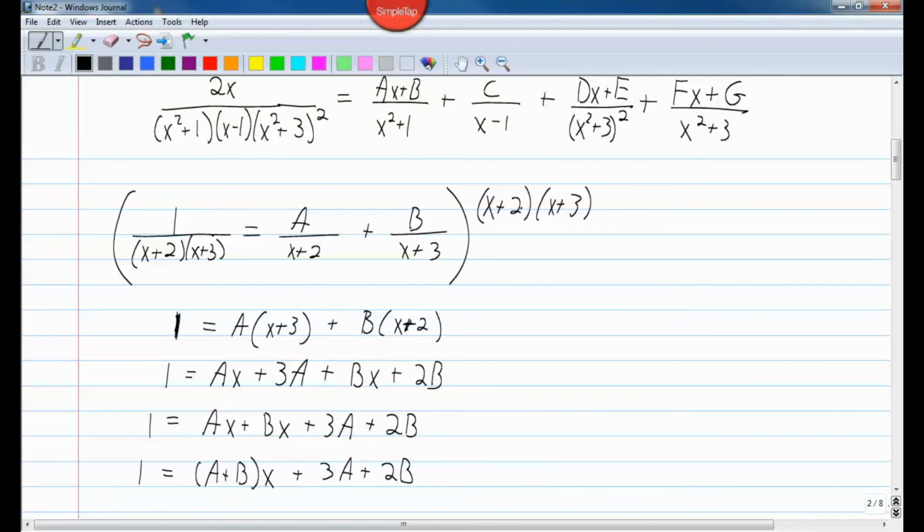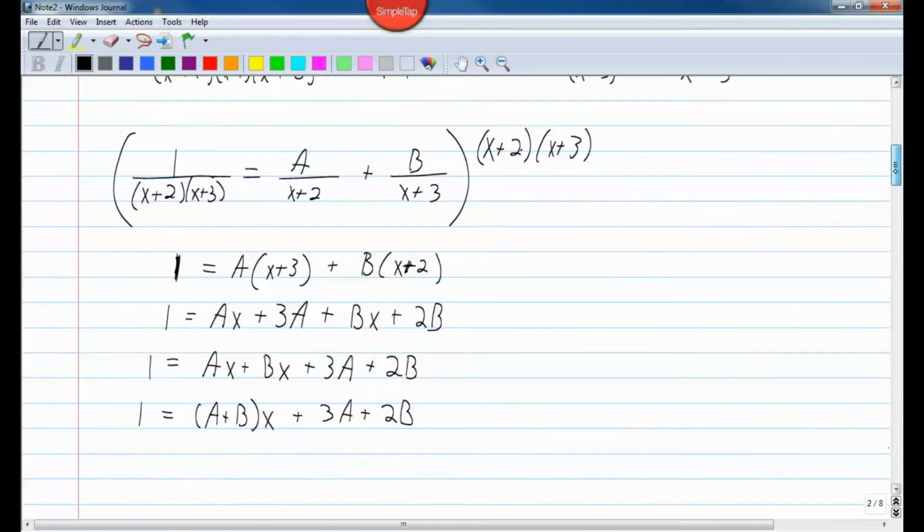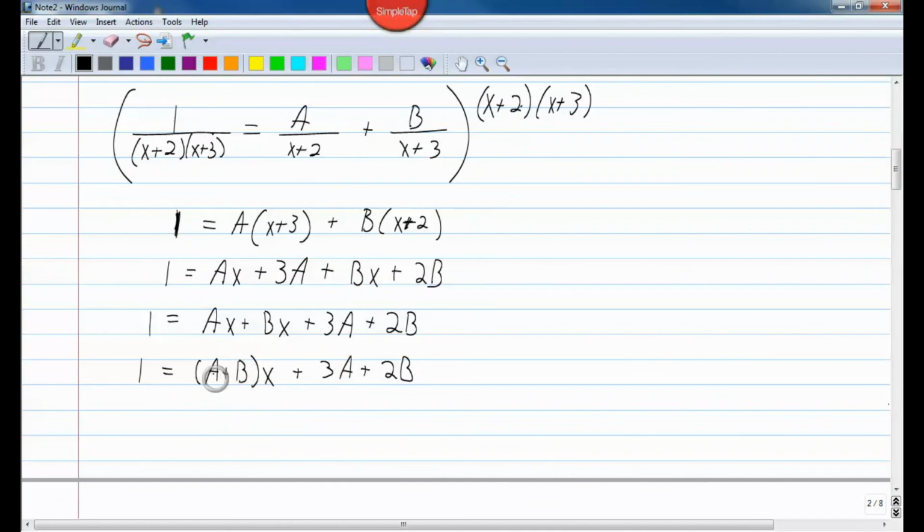Alright, and so what this tells you is you compare the coefficient of x on this side with the coefficient of x on this side. There is no x on this side because this is one of the easiest possible examples. So this coefficient, this a plus b, is equal to 0 because there's no x to the first over here. So we have the equation a plus b equals 0. Now you look at the constant terms. 3a plus 2b, all of the constant terms on the right side must equal the constant on the left side. So 3a plus 2b must equal 1.